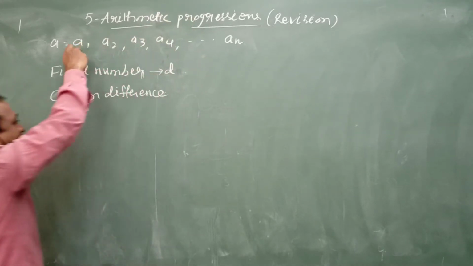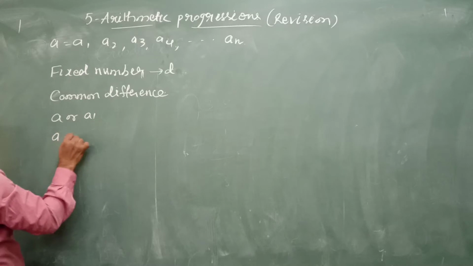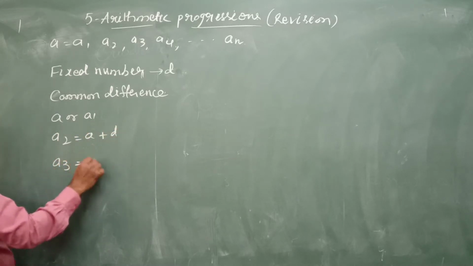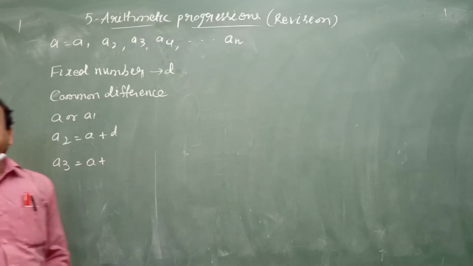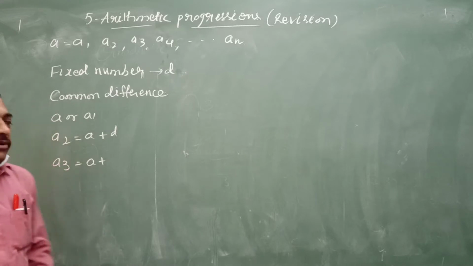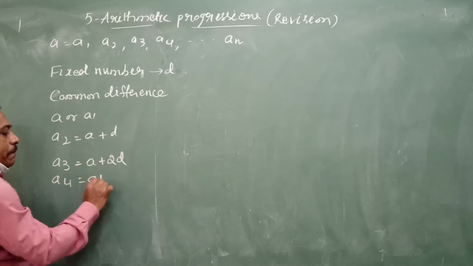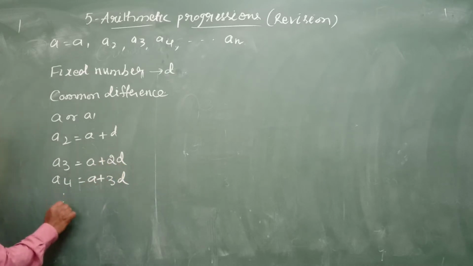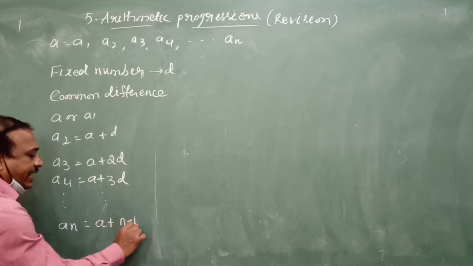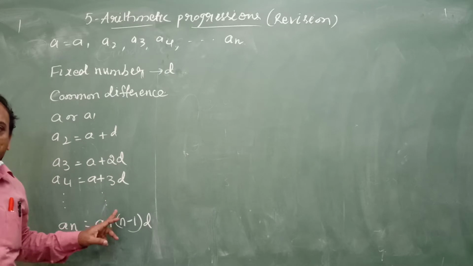Now to obtain these terms: first term A or A1, second term A2 is equal to A plus D, third term A3 is equal to A plus 2D. We add the common difference to get the third term. How many times will we add? Two times. A4 is equal to A plus 3D and so on. An is equal to A plus n minus 1 into D. These are the terms of an arithmetic progression.